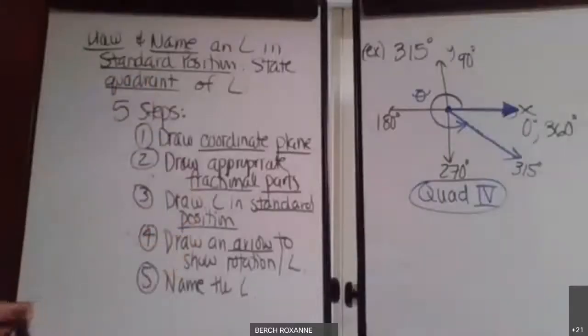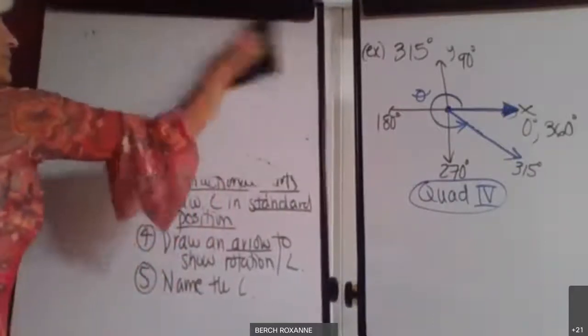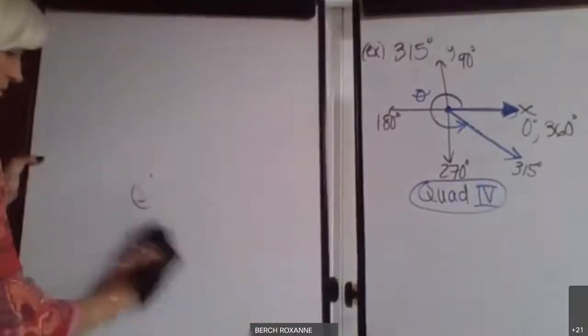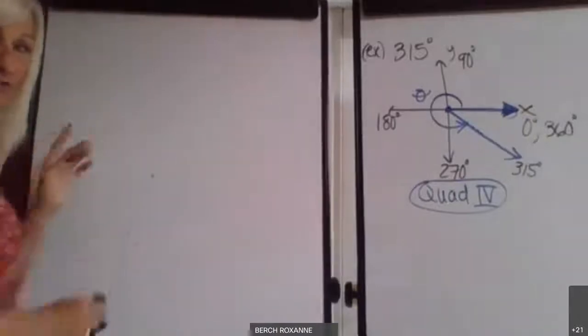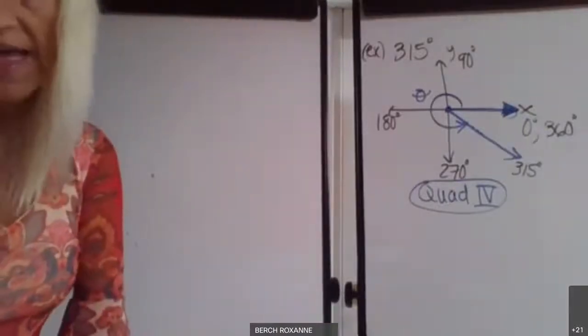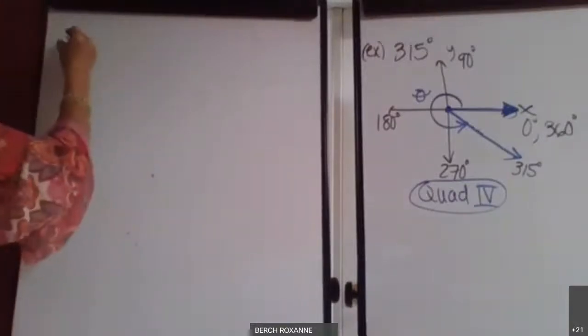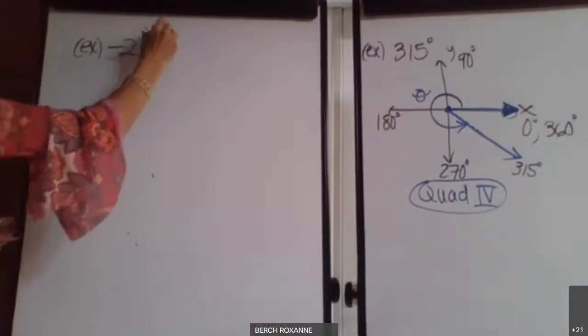So let's do some more. So in other words, you can't just guesstimate where the angle is. You have to show how you're getting the angle. So what about negative 210 degrees?